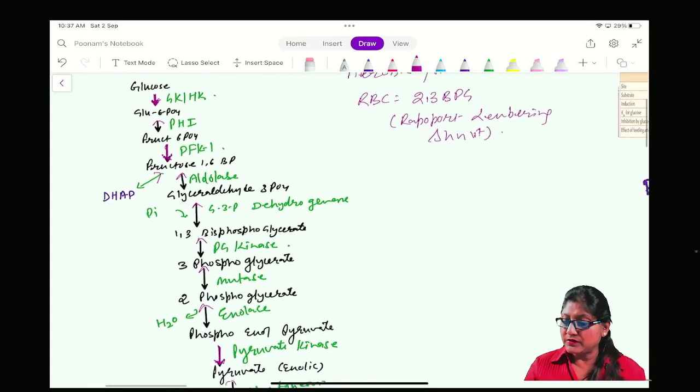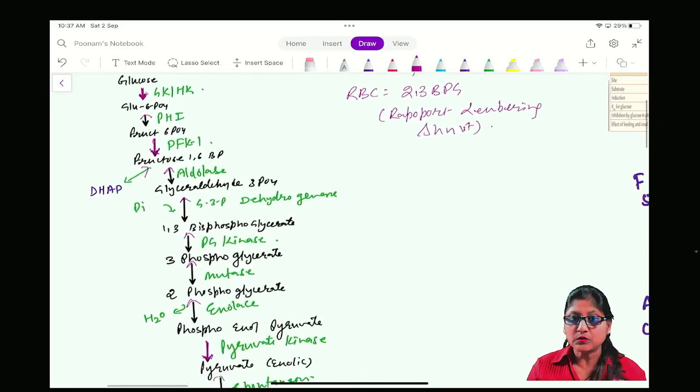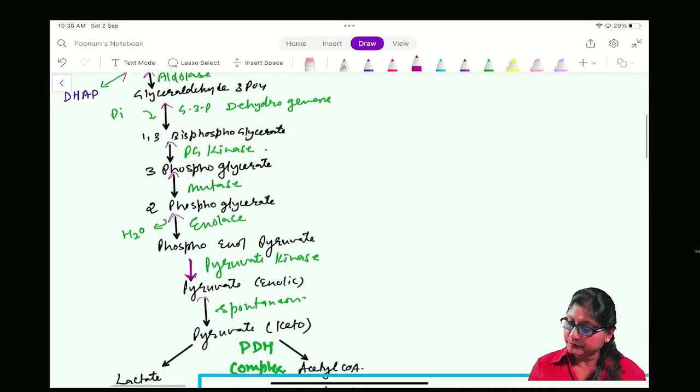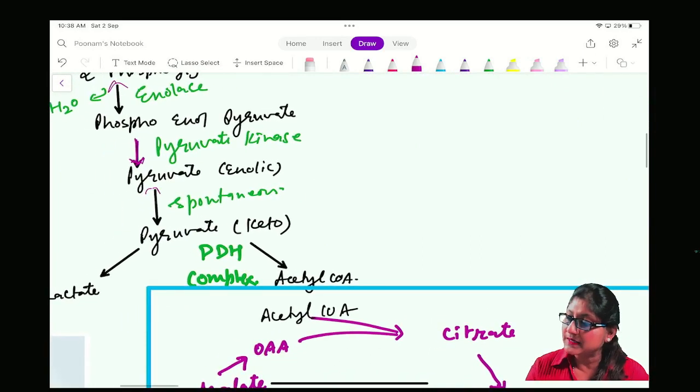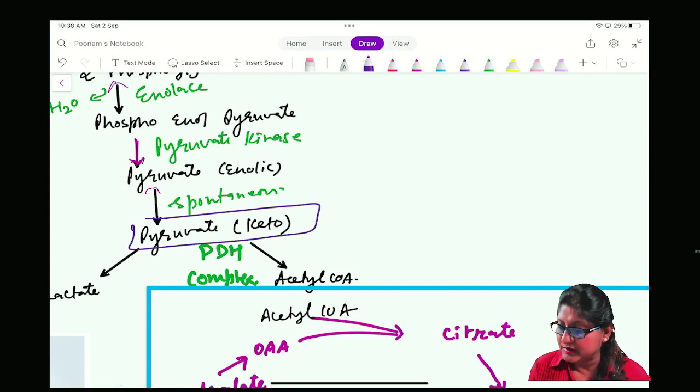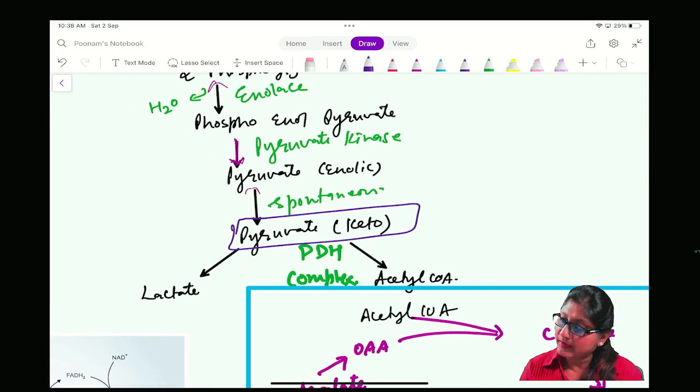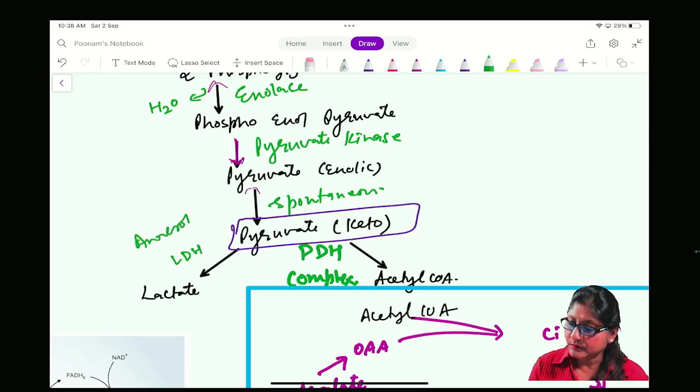So now you have seen how glycolysis is taking place. Glucose is converted to enolic pyruvate, then keto pyruvate. Then comes the next aspect of glycolysis: what is the future of this pyruvate, which is produced as an end product of glycolysis? For that, you must know you have one enzyme called lactate dehydrogenase, which has to act in anaerobic condition to convert this pyruvate to lactate, again in a reversible fashion, right?